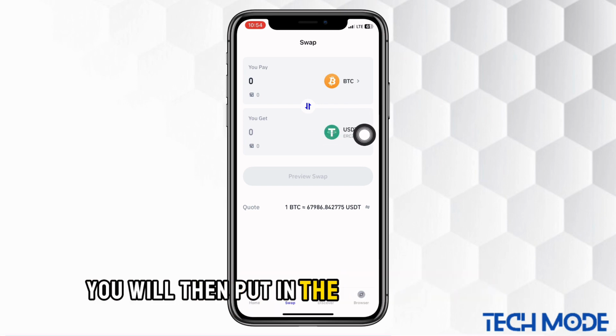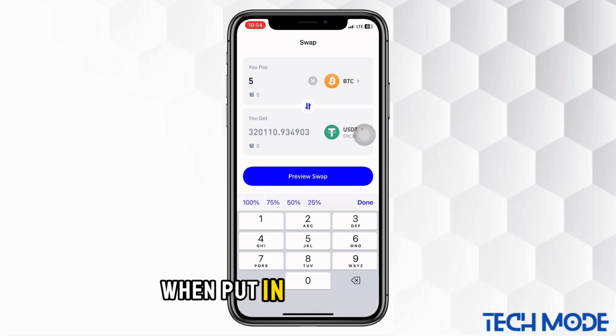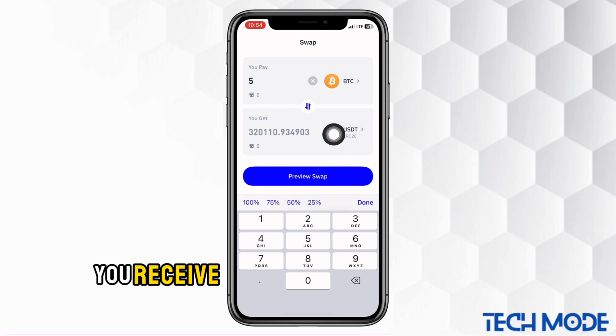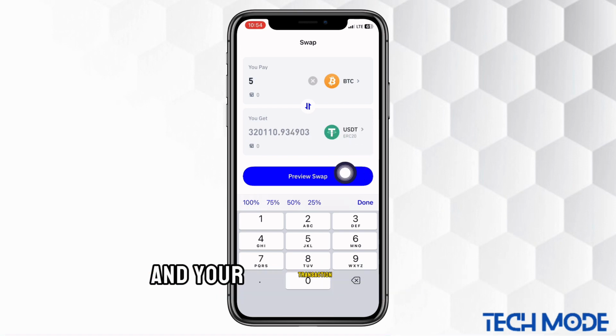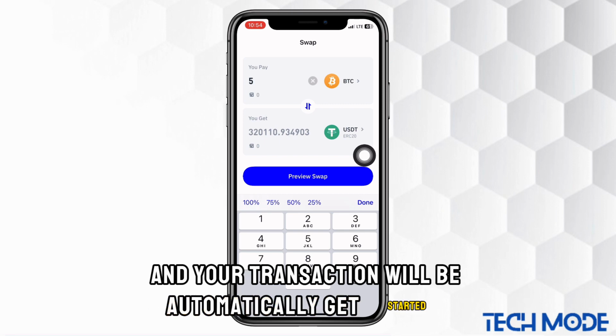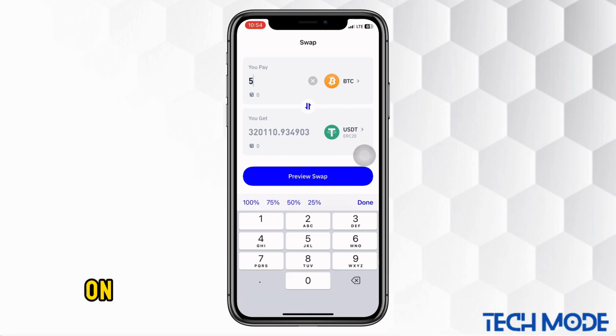You will then put in the amount of Bitcoin you want to receive USDT coins. When put in, your USDT coins you receive will automatically show up right here. Tap on Preview Swap and your transaction will automatically get started. That's how easy it is to convert Bitcoin to USDT on Trust Wallet.